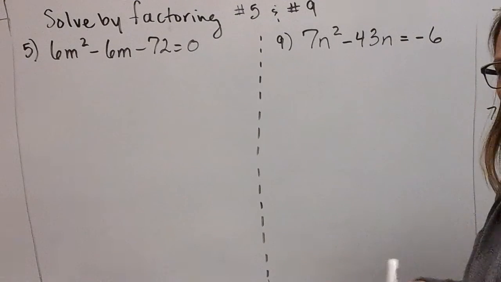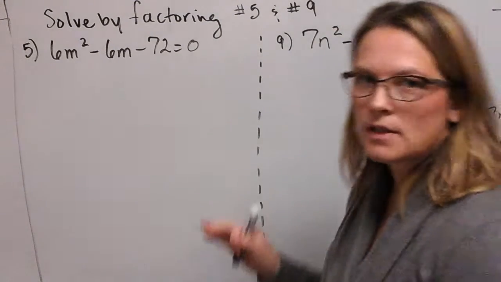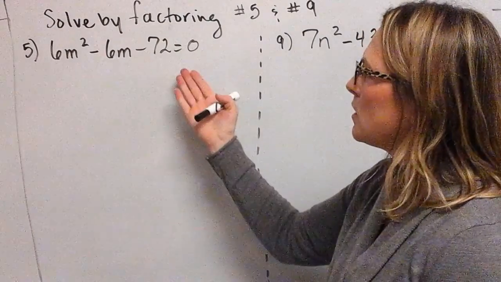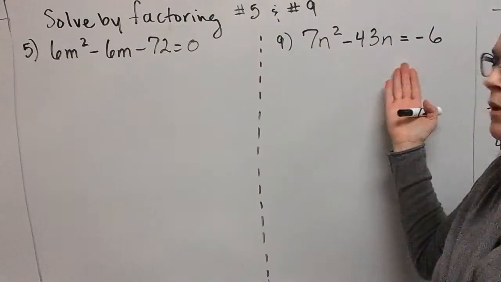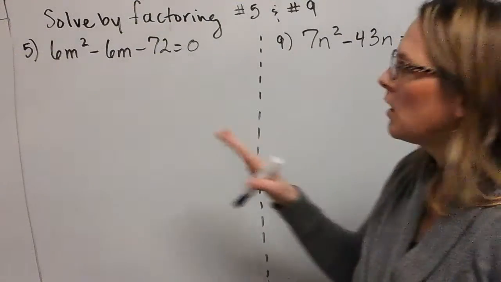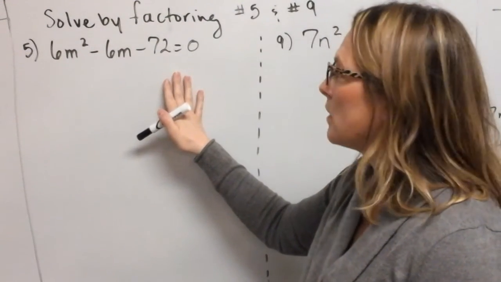So if you just have quadratic equations you're trying to solve by factoring, always look for a greatest common factor first. So this one is set equal to 0. When I'm solving quadratics, I want it set equal to 0. This one is not set equal to 0, so I will have to do that first. But since this is set equal to 0, I'm going to look for a greatest common factor.